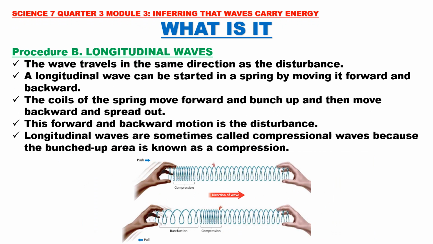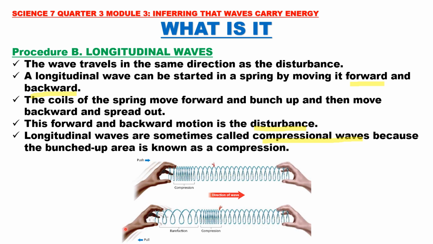How about longitudinal waves? So, sa longitudinal waves, ang nangyari, the wave travels in the same direction as the disturbance. So, a longitudinal wave can be started in a spring by moving it forward and backward. So, the coils of the spring move forward and bunch up and then move backward and spread out. This forward and backward motion is the disturbance. Longitudinal waves are sometimes called compressional waves because the bunch up area is known as a compression.